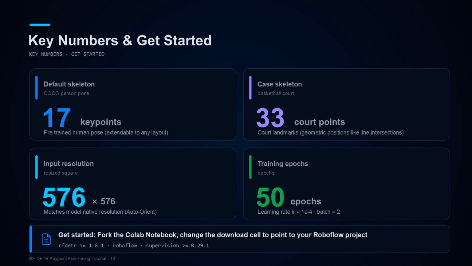Finally, let's review the key numbers. The default skeleton has 17 keypoints, the case study uses 33, input resolution is 576, training runs for 50 epochs. To get started, simply fork the official Colab and change the download line to your own Roboflow project. Dependencies are RF-DETR, Roboflow, and supervision.